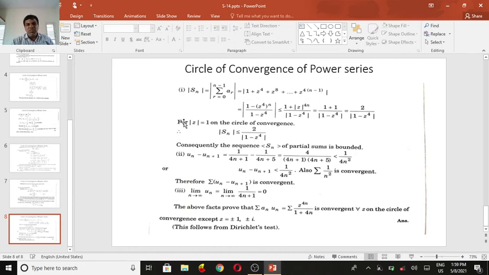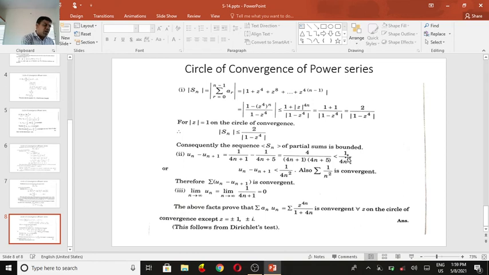So for mod z equal to 1, on the circle of convergence, the absolute value of Sn is less than or equal to 2 divided by the absolute value of 1 minus z power 4, which is something bounded. This is bounded, meaning consequently the sequence Sn of partial sums is bounded, less than or equal to some constant.